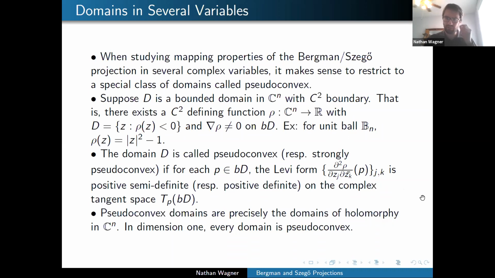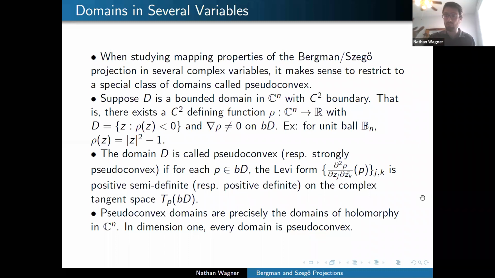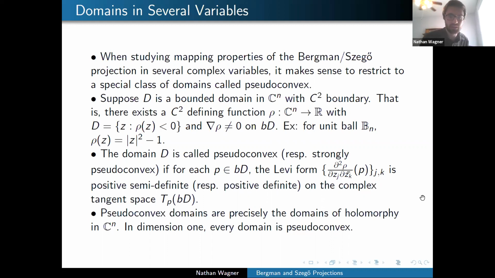I find a helpful way to think about these domains is that they're precisely the domains of holomorphy in C^n. So that means that there exists a holomorphic function on this domain that cannot be analytically continued past the domain. So this means that in some sense, these are the right domains to study. And certainly for studying mapping properties of the Bergman and Cauchy-Szegő projection, you want to be looking at domains of holomorphy because otherwise you could just extend your functions and then you could get trivial estimates on the Bergman and Cauchy-Szegő kernel.